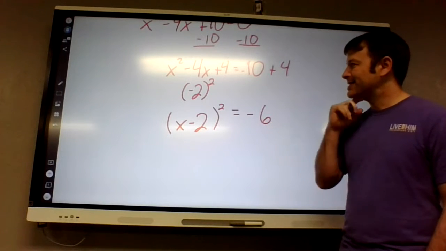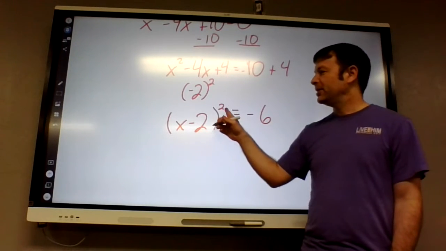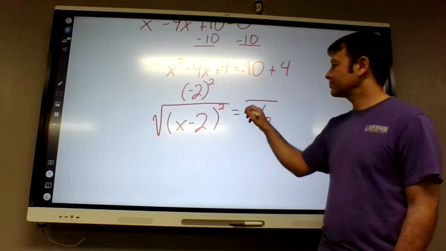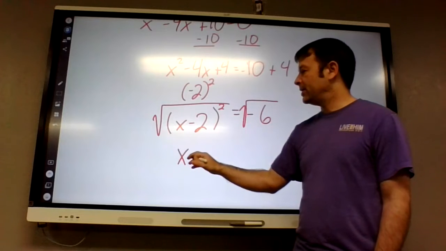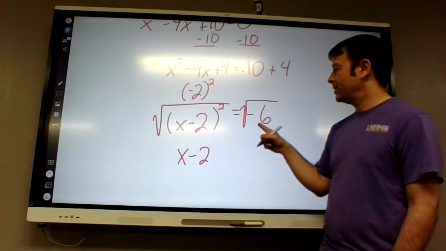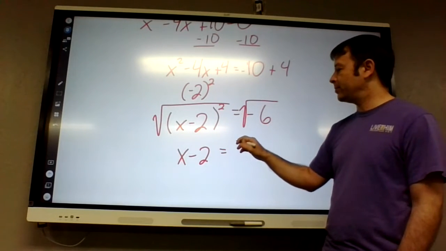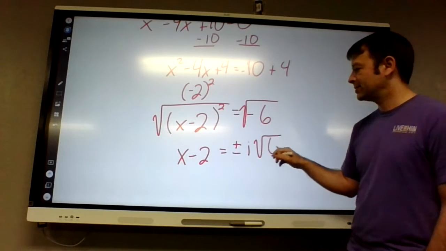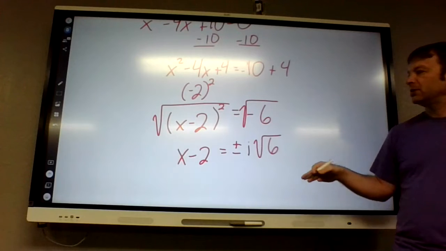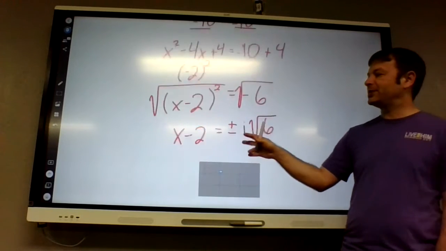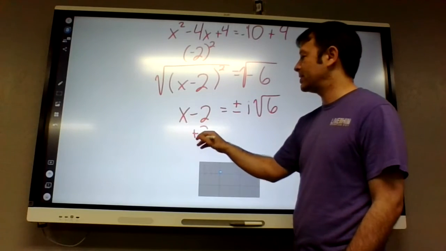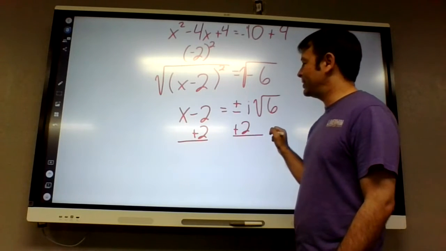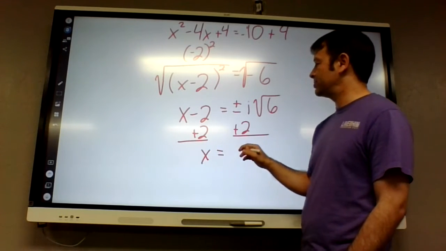To get rid of the square, we square rooted. And then that just gets rid of the square over there. Over here, we have plus or minus i times the square root of 6. Don't forget the plus or minus. And then the last step was adding 2 to both sides, so you get x equals 2 plus or minus i root 6.